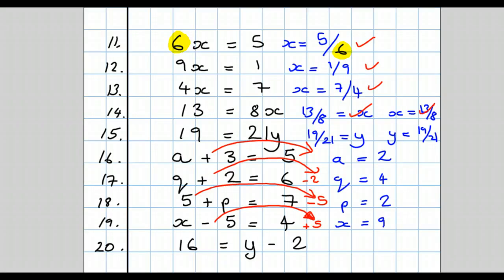And finally, what happens here? Well, we're moving the number, we're working from right to left, but it's got a minus sign in front. So the answer is going to be 18 is what Y is equal to. When we moved it, I missed out a line of working, it would be 16 plus 2.